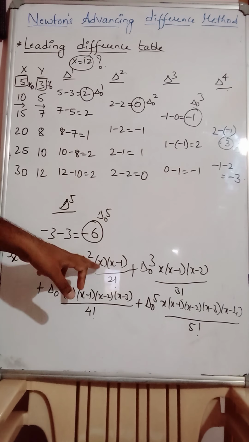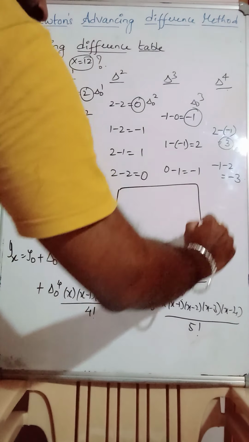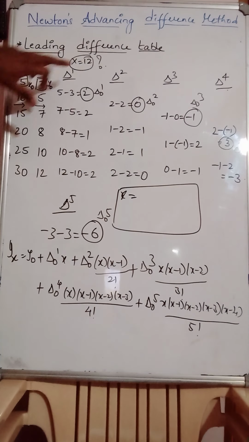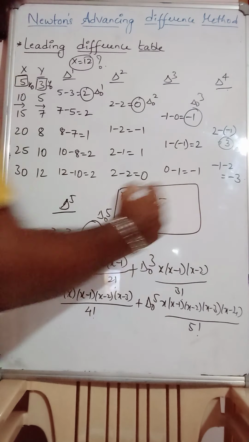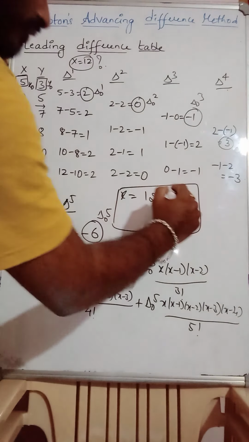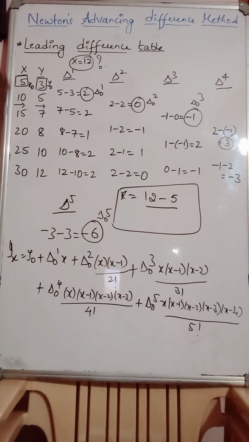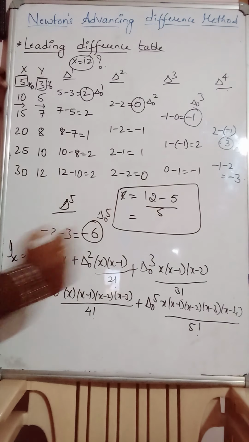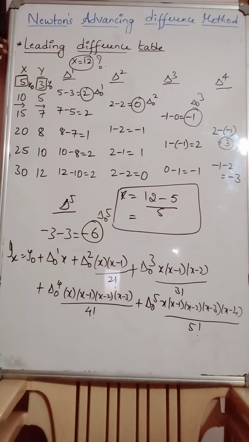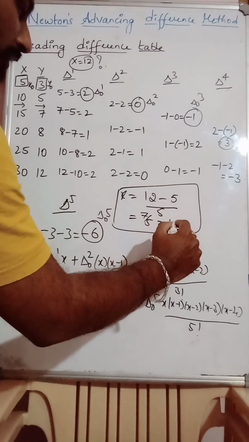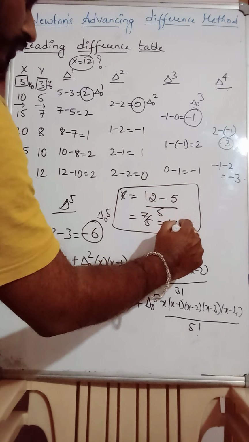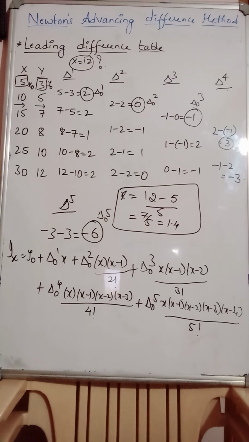Right? Now how is this x to be calculated? Look at this x. It is the value which is to be interpolated. What is to be interpolated here? 12. 12 minus, what is the value of origin? x naught, 5, divided by, what is the common difference? 5. So what will be the answer now? 12 minus 5 is 7. 7 by 5. How much? 1.4. You got it? So what is the value of x here? 1.4.